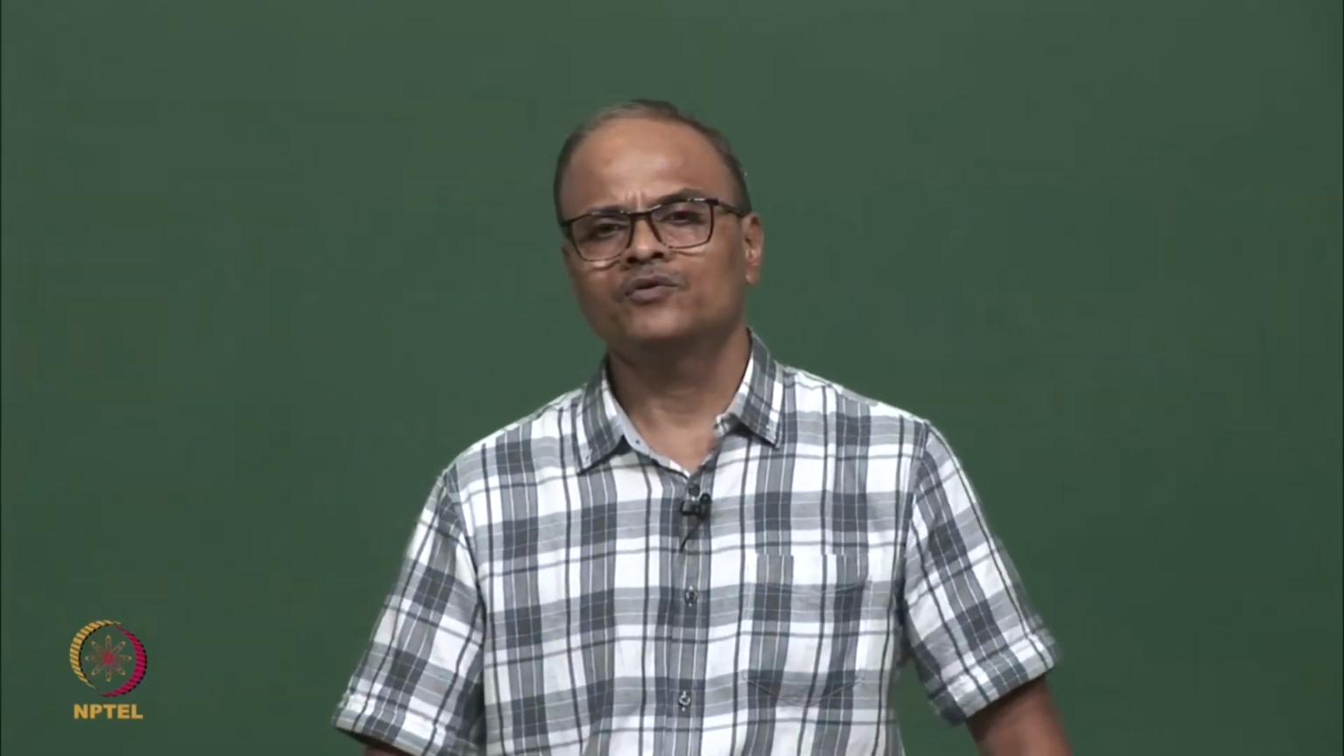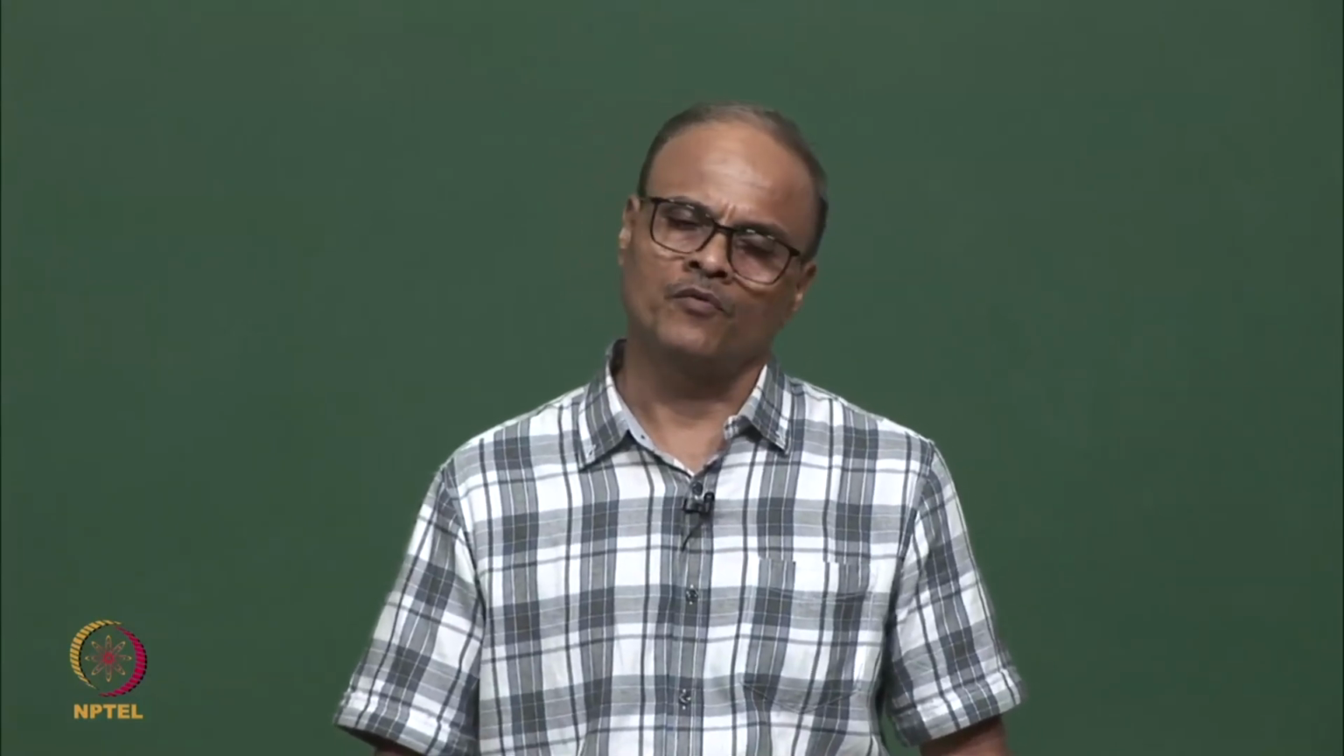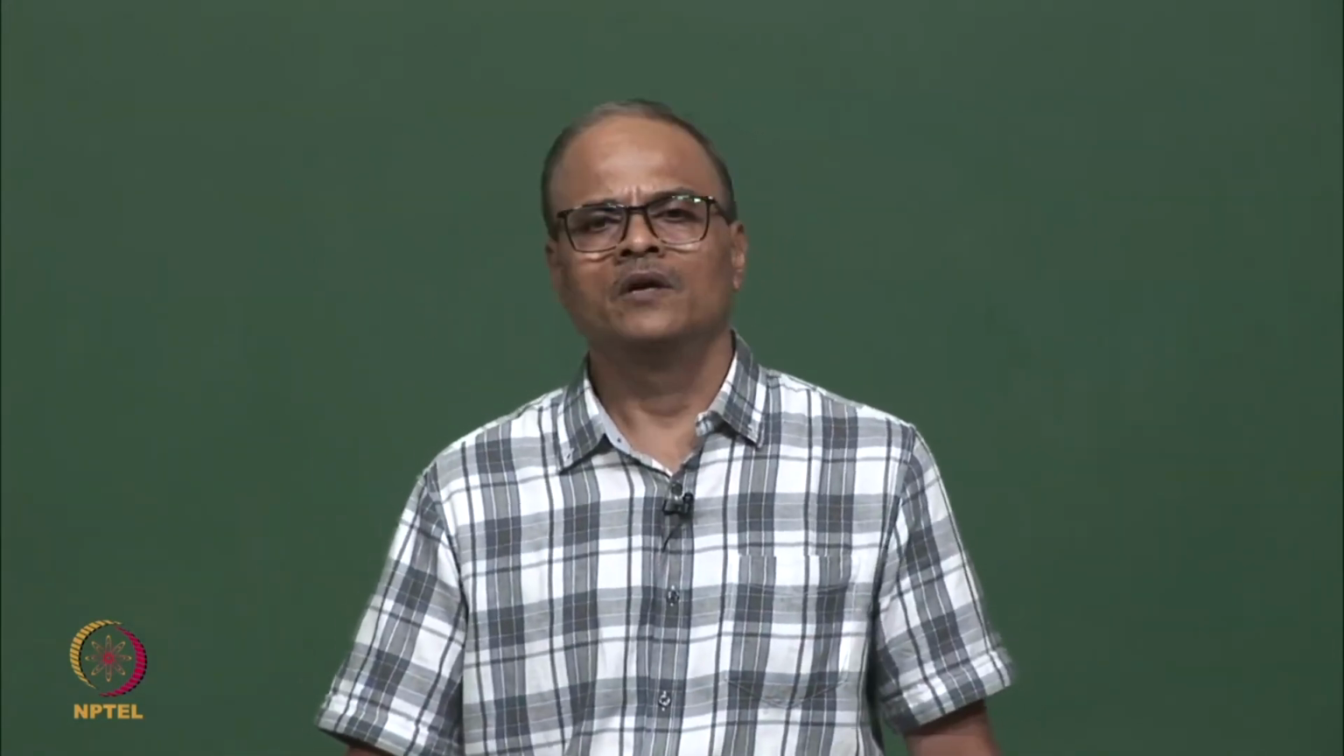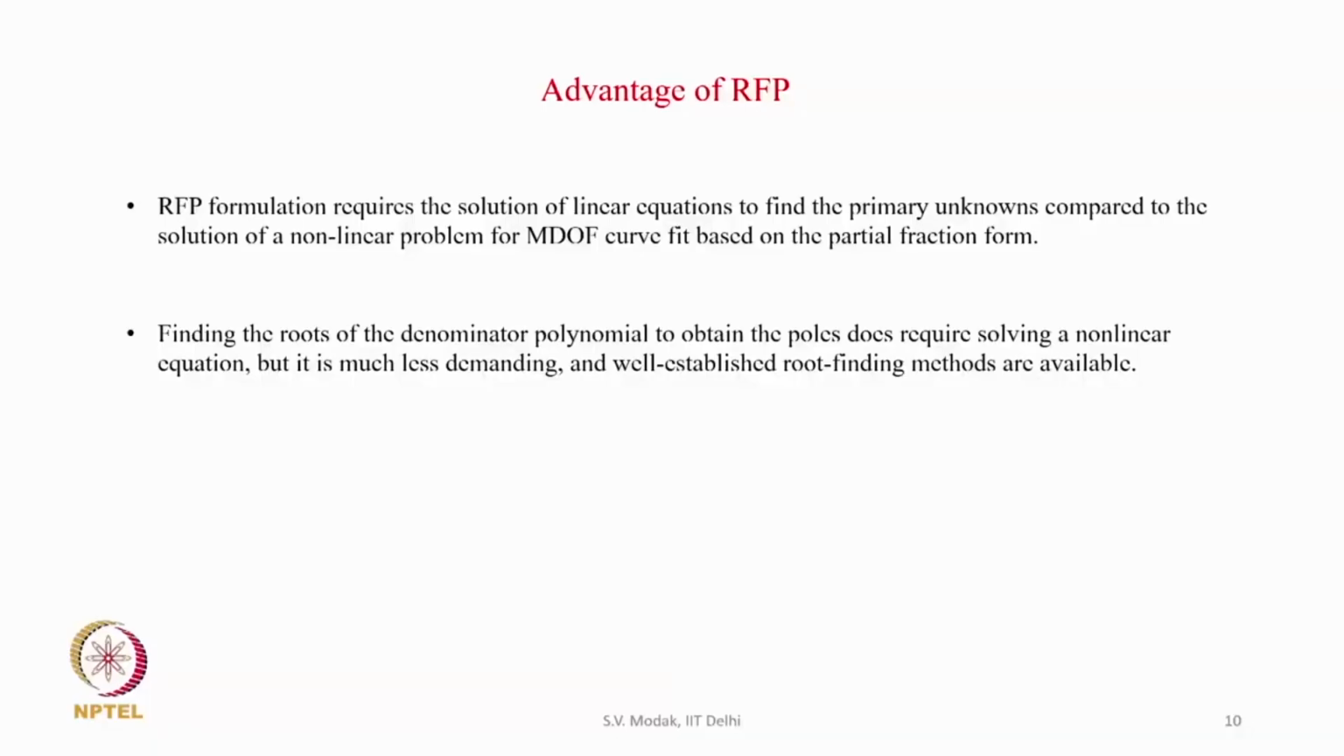In RFP, we have to solve linear equations to find the primary unknowns, that is the numerator and denominator polynomial coefficients. Now, to obtain the poles from the denominator polynomial, we have to solve a non-linear equation, but finding the roots of the denominator polynomial is not difficult, because finding the roots to obtain the poles is much less demanding, and well established root finding methods are available. So, although in the RFP also at one stage we have to solve a non-linear equation to find the roots of the denominator polynomial, finding those roots is not so demanding, and there are established procedures available to find those roots.